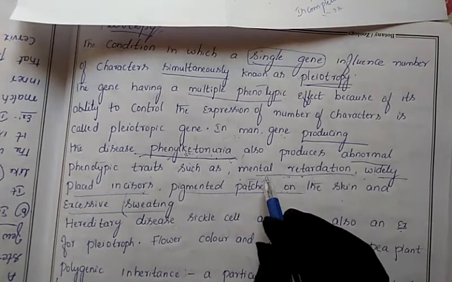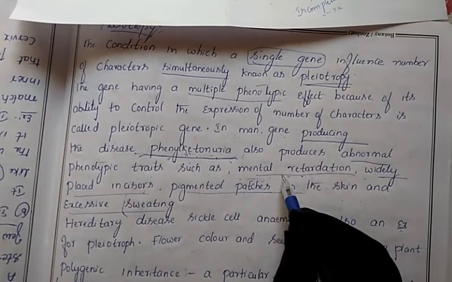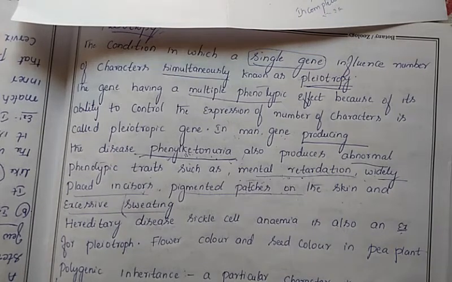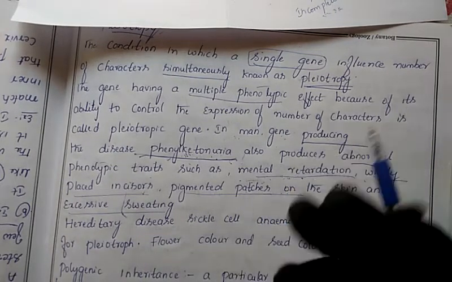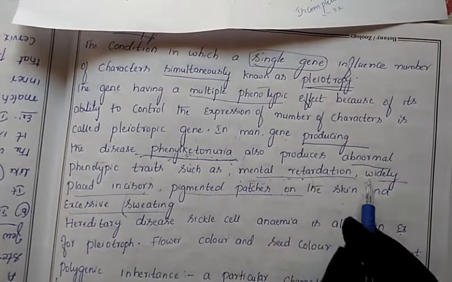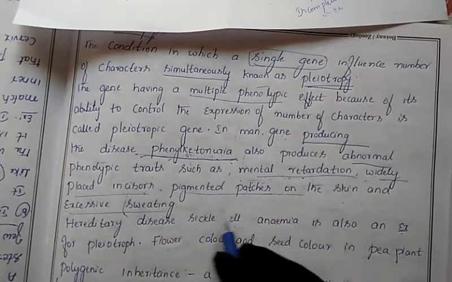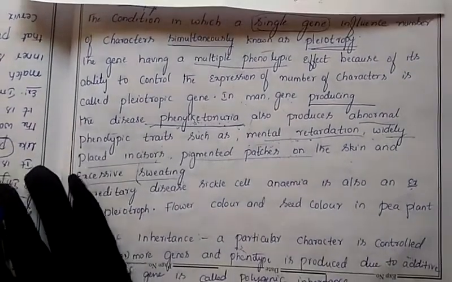Because of the abnormal gene, what comes in the person? Mental retardation, so mentally he will be in an abnormal condition. Already you have seen many mentally retarded children. They don't have their own sense and are unable to give answers to anyone. Then widely placed incisors, pigmented patches on the skin and excess sweating. These are the four different characters produced here.